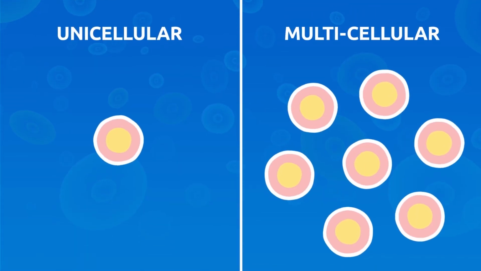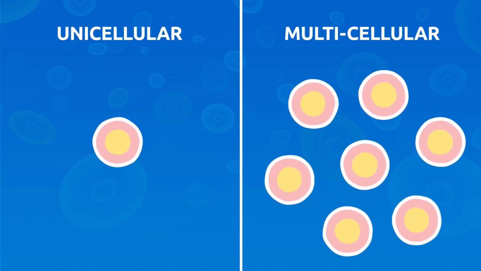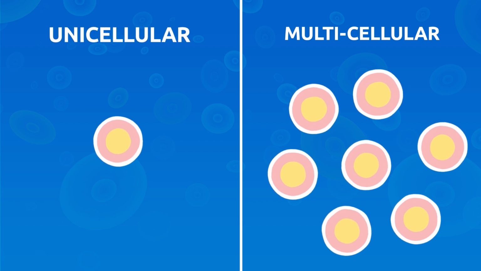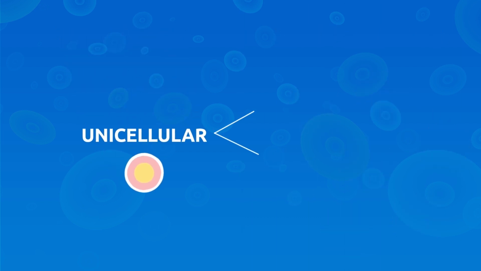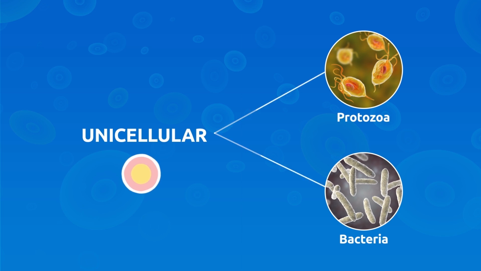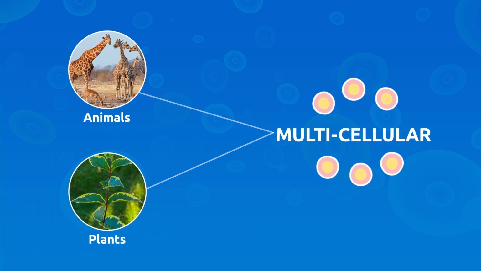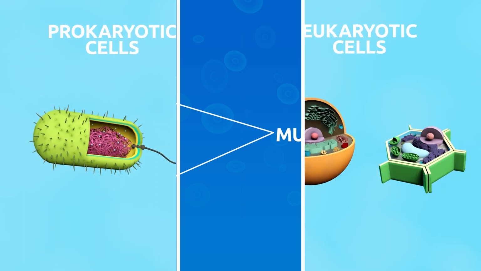There are unicellular and multicellular organisms depending on the number of cells they are made up of. Unicellular organisms are very small, and they consist of one cell only. Bacteria are unicellular organisms. Multicellular organisms are made up by a large number of cells. Trees, animals, or human beings are multicellular organisms.